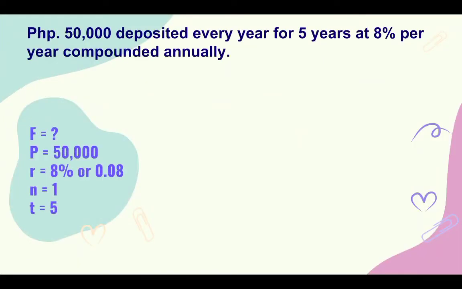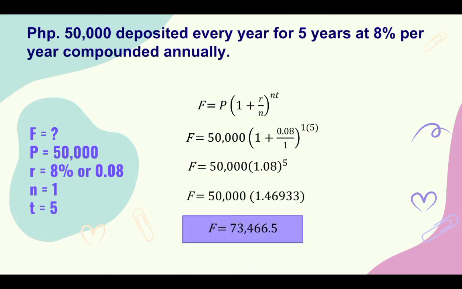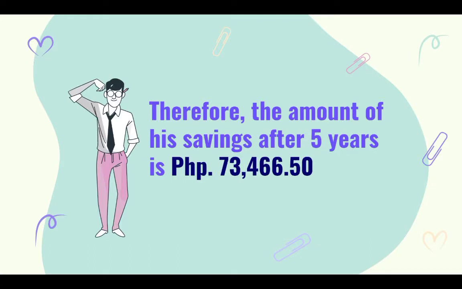Now let us solve for our fifth year. Okay, so 50,000 times 1 plus 0.08 over 1 raised to 1 times 5. We will get 73,466.5. Therefore, the amount of his savings after 5 years is 73,466.50.